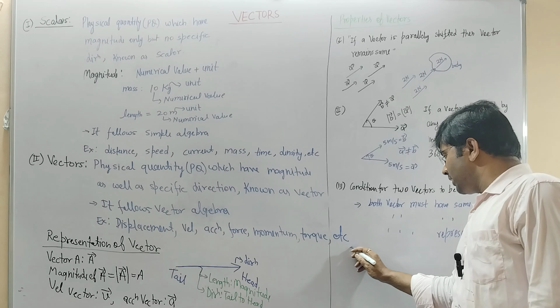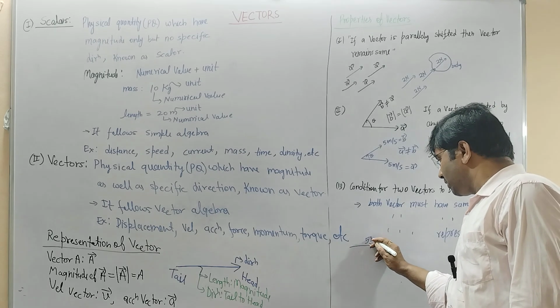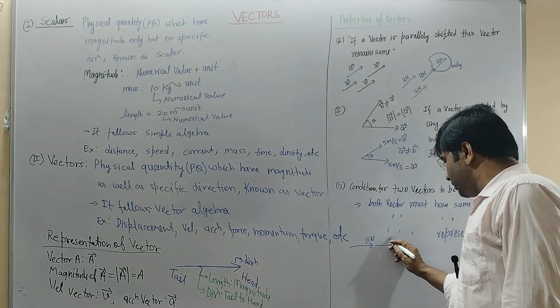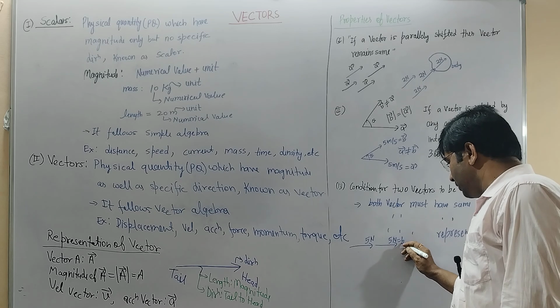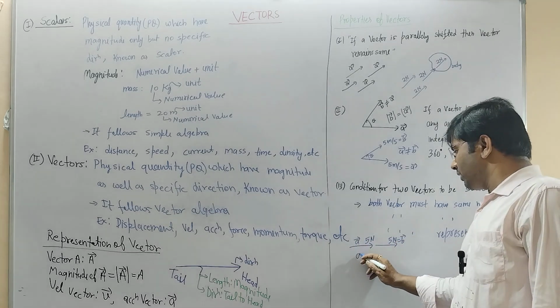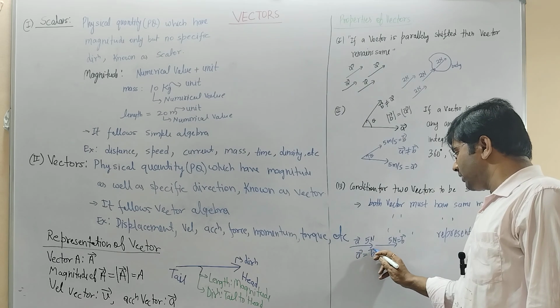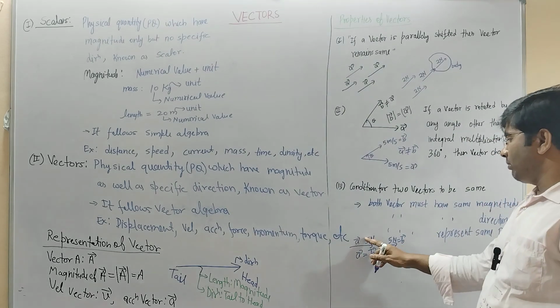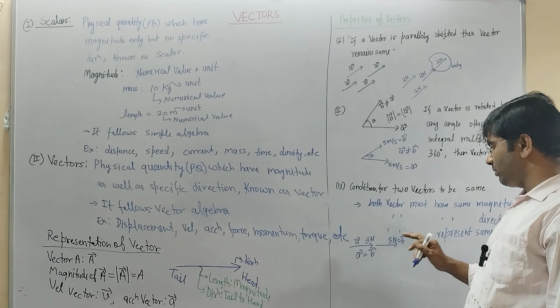Like if I am saying this is 5 Newton, this is also 5 Newton. Let's say this one is B, this is vector A. So here we can say A equal to B because of the same magnitude, 5 Newton means the same.